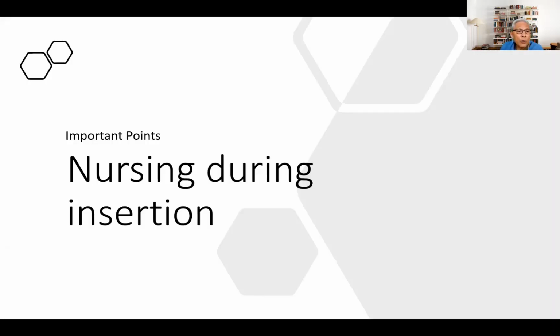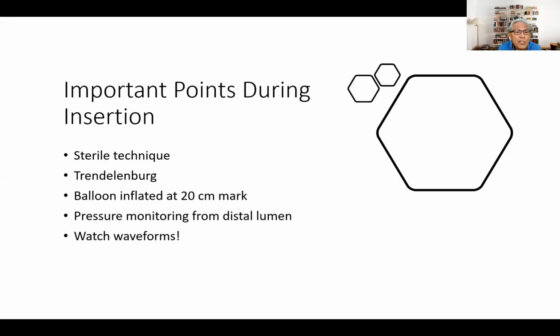So what are you going to do during insertion? If you were to be assisting with this procedure, you need to make sure that you observe a sterile technique. It's going to be very important because, as we know, we are right at the heart and therefore in the heart of central circulation. The patient will most likely be on a Trendelenburg position. And of course, as soon as the catheter is going to be at the 20 centimeter mark, which is approximately at the mouth of the right atrium.